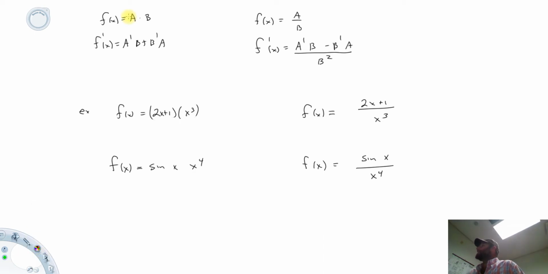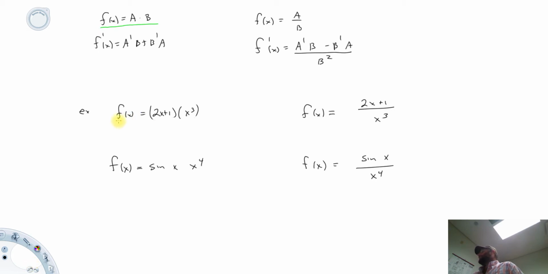So first one right here, this is the product rule. Imagine we have a function f of x that's the product of two other functions that I've called a and b, both of which are functions of x. Then the derivative of f is found by taking the derivative of the first times the second plus the derivative of the second times the first, as I've written out right here. And I'm going to go through some examples of that right now. Then we'll talk about the quotient rule.